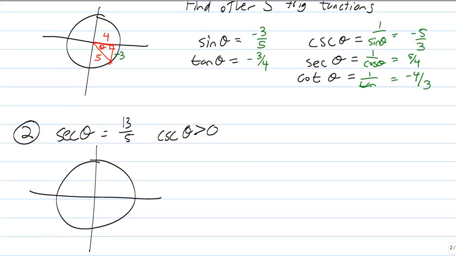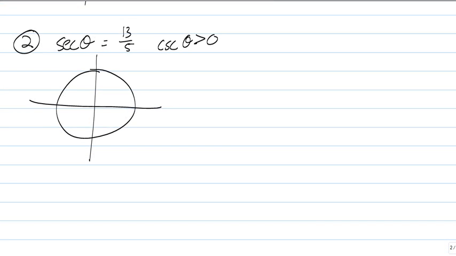Number 2 is a little trickier. Everyone have that? Number 2. I have a secant is 13/5 and cosecant is greater than 0. Well, first of all, you have to think in terms of sines and cosines. It'll help you out. Secant is 1/cosine, which means cosine is 5/13. So we're in quadrant 1 or 4 again, because cosine is positive in 1 or 4. So I'm going to just write that out. I don't know which one yet. Cosecant is 1/sine. And they're saying the sine is also positive. So that means we are definitely in quadrant 1.